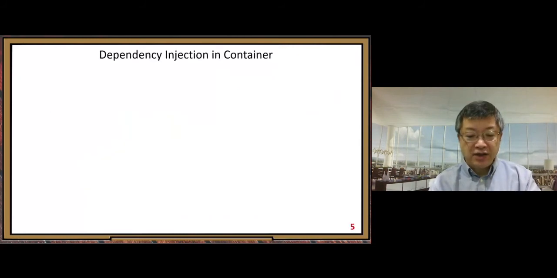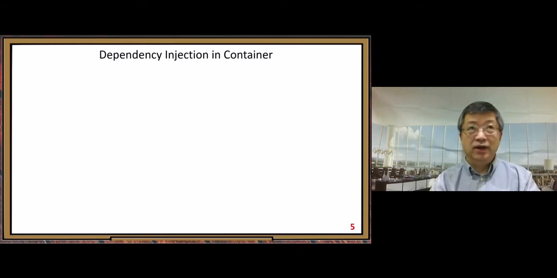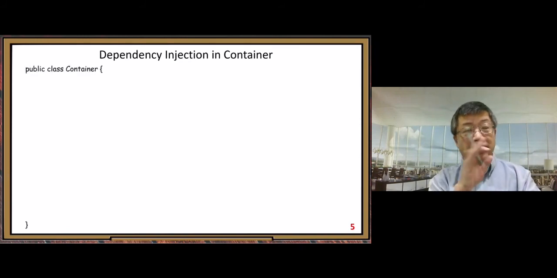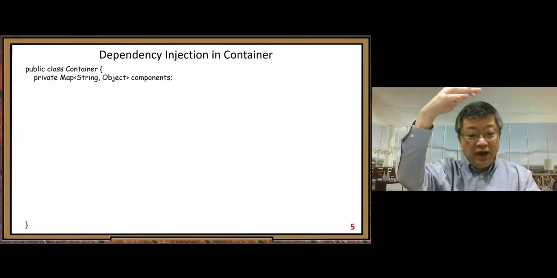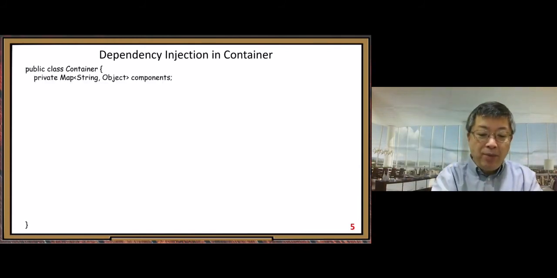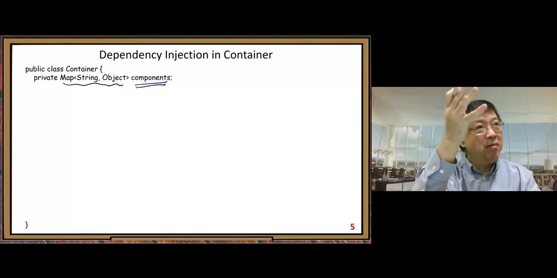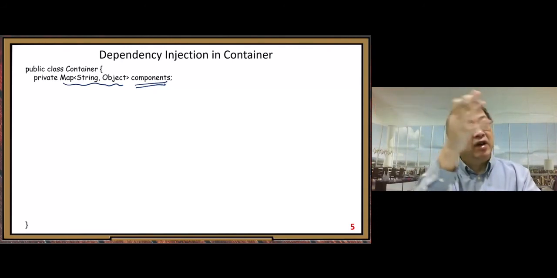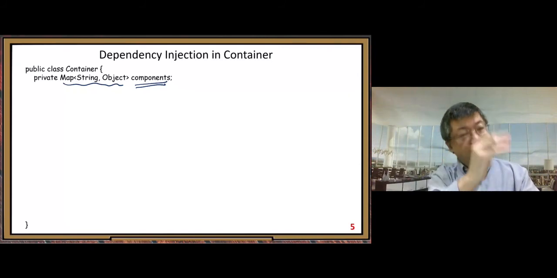All right, so our last slide of this part, dependency injection in container. Here we write the container code. The container is very simple for this example. First, the container class. Inside it, we need a map object, components, to store all the components. I mentioned this before. Here we use Java generics. You need some background on this.